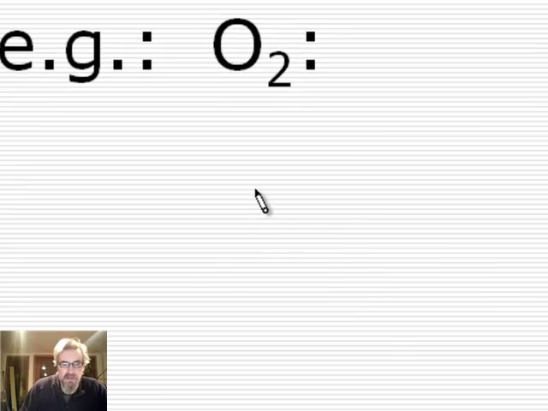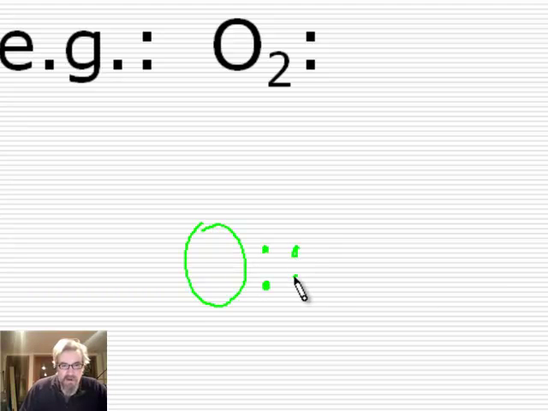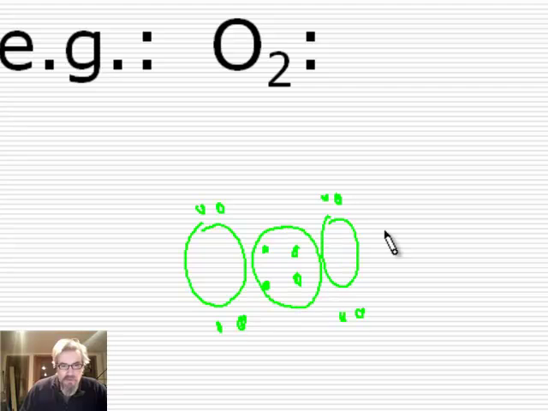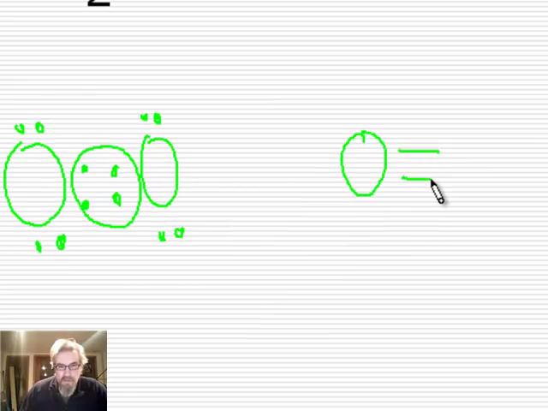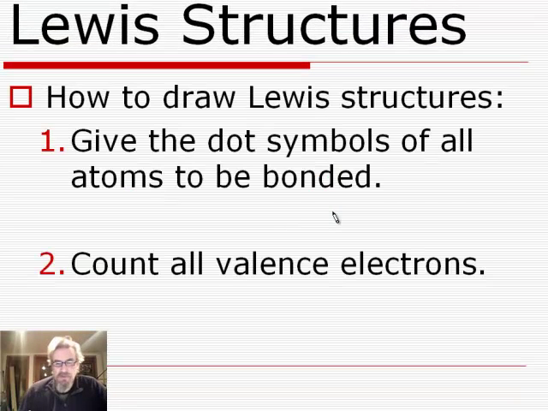Here's another one, oxygen. In the oxygen molecule, we're going to find out that there are 2 pairs of electrons shared between the 2 atoms. Those 2 shared pairs show up as 2 lines, and the lone pairs again are still pairs of dots. So how do you draw Lewis structures?